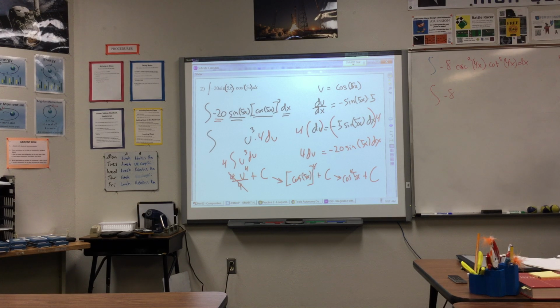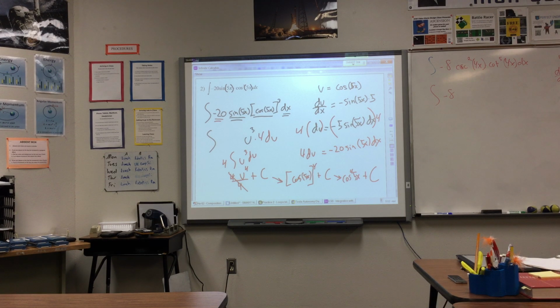James, do you have any idea what we should do for a u for the cotangent? U is cotangent to the fifth, 4x. So du over dx would be what, James? Cosecant squared 4x. Not quite. Negative cosecant squared 4x. Get closer. Oh yeah, times 4. Okay, times 4.